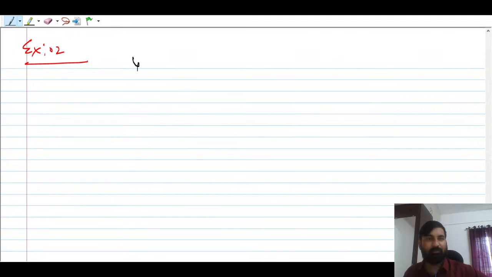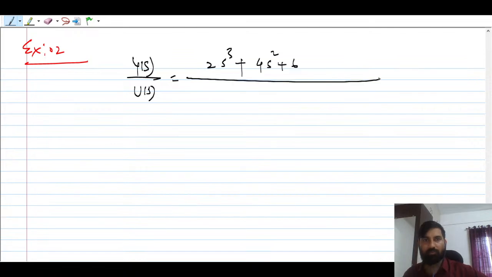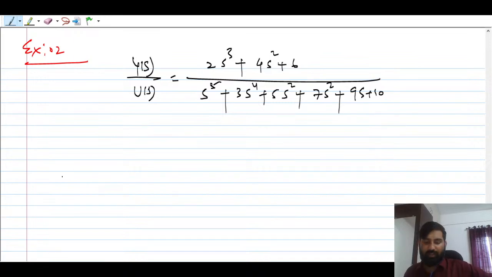मान लो आपके पास transfer function दिया है, 2s cube plus 4s square plus 6 upon s to the power 5 plus 3s to the power 4 plus 5s square plus 7s square plus 9s plus 10. देखो इससे how to find A matrix, right? So you can get the A matrix.